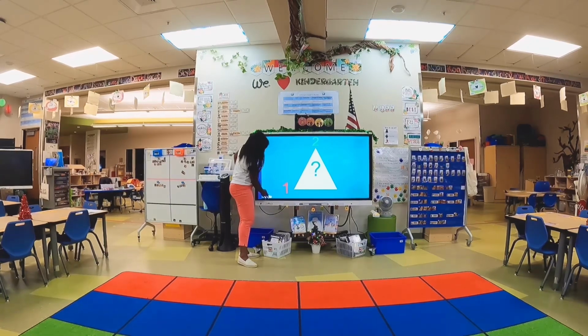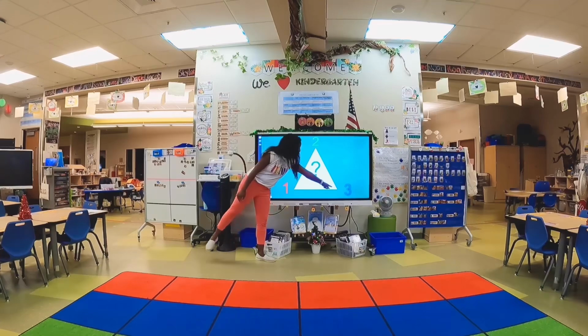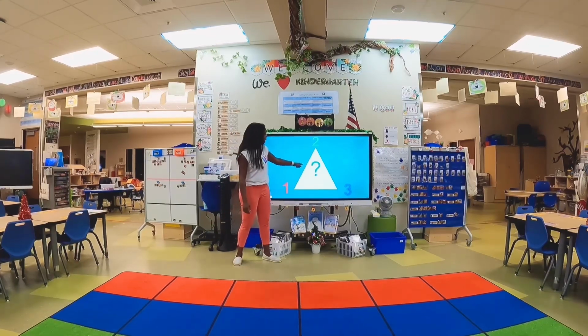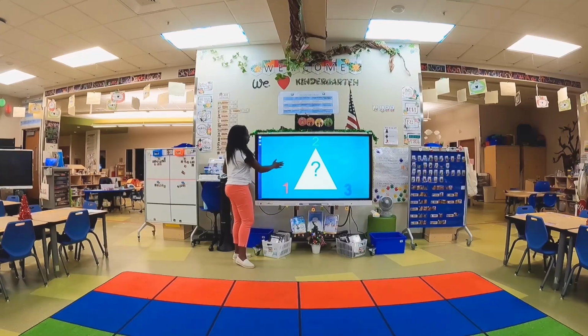Oh, come on, technology. 1, 2, 3. So we have 1, 2, 3 vertices and 1, 2, 3 sides.